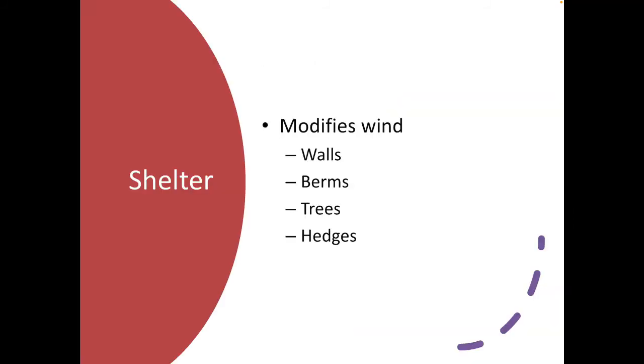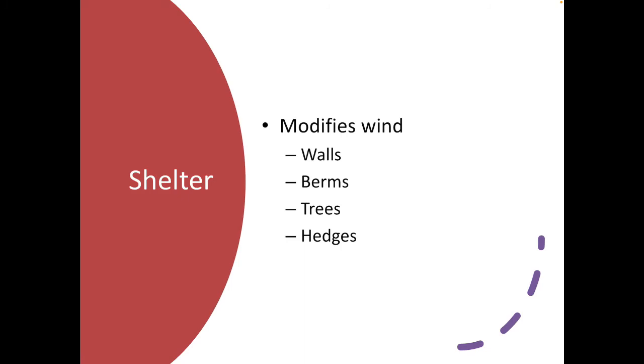We can modify the wind a little bit. We can build walls. Our houses obviously modify the wind. We can have berms. We can plant trees. We see this along freeways, not only for sound reduction, but for wind reduction as well for the houses just on the other side of the freeways. We plant hedges and trees and screens and windbreaks all along our properties. That's real easy to do on a small scale from a homeowner perspective.